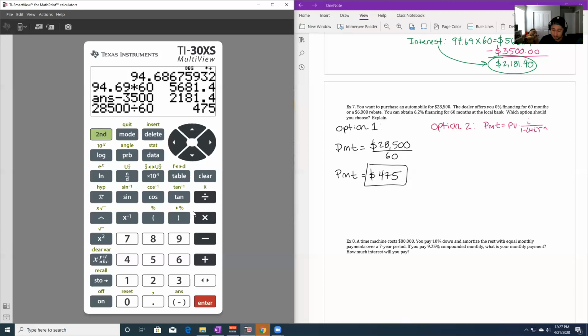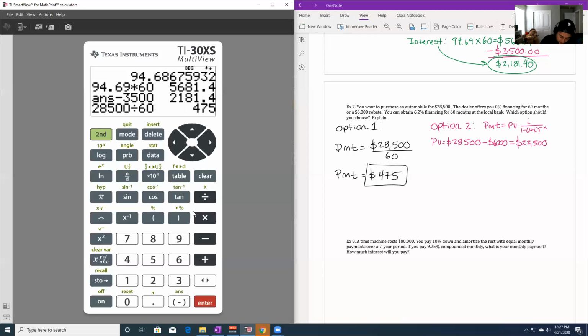All right, let's list what we have. We're buying the car for $28,500. Actually, since this is the second option, we're not buying the car for $28,500 because we're taking the $6,000 rebate. So we're actually buying the car for $22,500. But if we choose this option, we're going to get 6.2% financing for 60 months at the local bank.